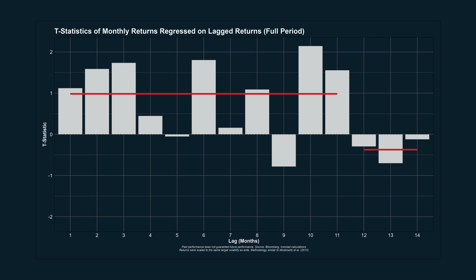For all lags up to the 11-month mark, except for one, we see a positive relationship between lagged and subsequent returns. Additionally, at and after the 1-year mark, we start seeing the same evidence of returns reversing, which again is very much in line with past research.